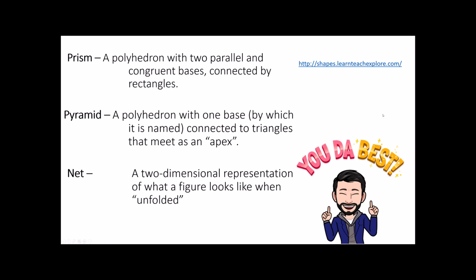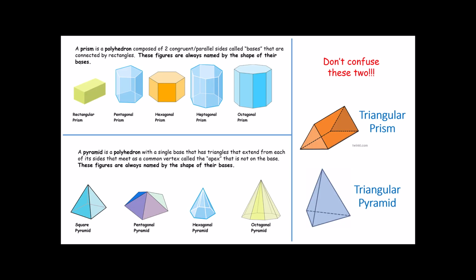One last time, polyhedron, 2 parallel congruent bases connected by rectangles. Pyramids are polyhedrons with 1 base connected to triangles that meet at an apex. And we can look at the net, or unfolded 2-dimensional figure, to see what it looks like. Now, I did go ahead and add this slide with those definitions again, as well as some pictures so you can familiarize yourselves with them.